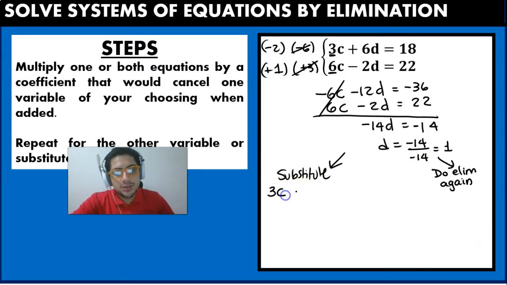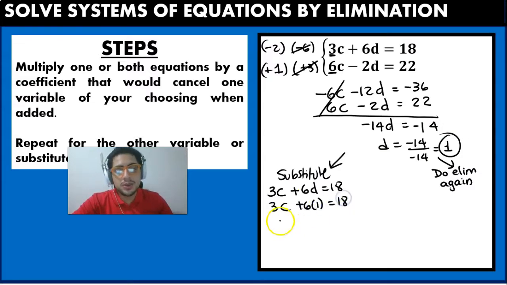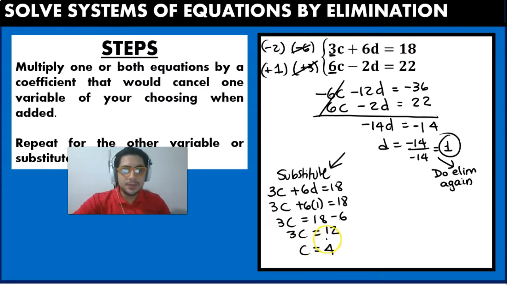So the first equation is 3c plus 6d is equal to 18, right? And we substitute d equal 1. So 3c plus 6 times 1, because d is 1, is equal to 18. 3c is equal to 18 minus 6, which is 12. So c is equal to 12 divided by 3, which is 4. Or we can do elimination again.